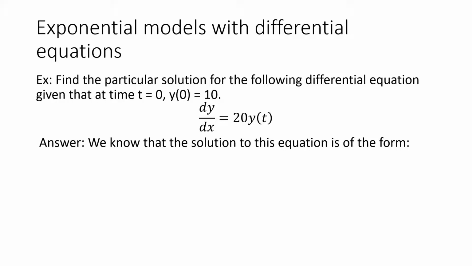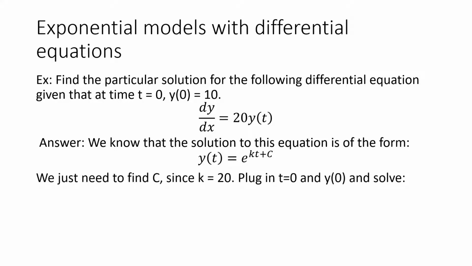We know that the solution to this equation is of the form y(t) = e to the power of (kt + c). We just need to find c since k is equal to 20. Plug in t = 0 and y(0) = 10, and solve.